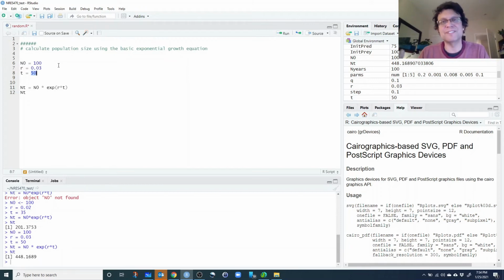Don't worry if you didn't totally follow along in R, but I do suggest maybe trying it. Just open up RStudio and see if you can replicate this.